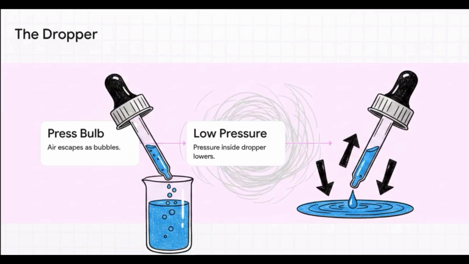When you dip the nozzle and press the rubber bulb, you're forcing the air inside to escape as little bubbles. With that air gone, the pressure inside the dropper plummets. So when you let go of the bulb, the heavier, much stronger atmospheric pressure pressing down on the liquid outside violently shoves that liquid straight up into the low-pressure glass tube.